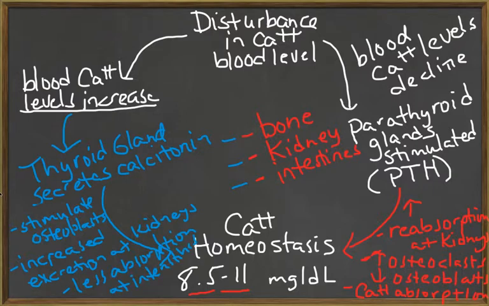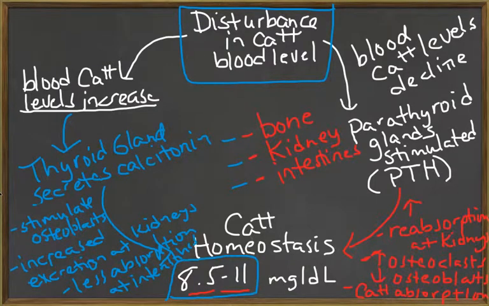If we have a disturbance in the calcium levels, meaning the calcium levels change, that either goes below 8.5 or above 11 milligrams per deciliter, the body has ways that it can bring the blood calcium levels back to this range.